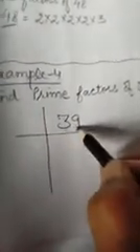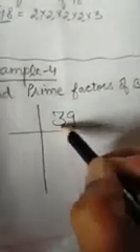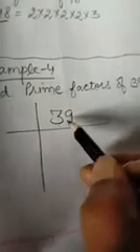Now we cannot divide this number by 2, so next we will divide it by 3. Yes, 39 is divisible by 3. How? According to the divisibility rule, we add the digits. 3 plus 9 is 12, and 12 comes in the table of 3. So 39 is divisible by 3.